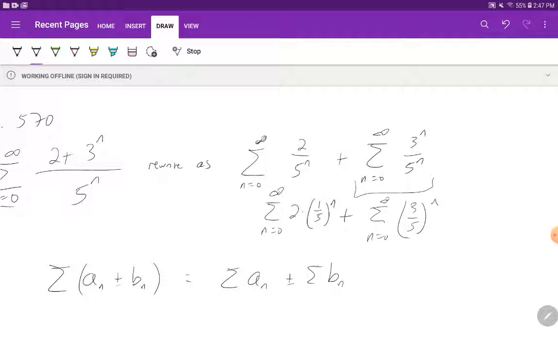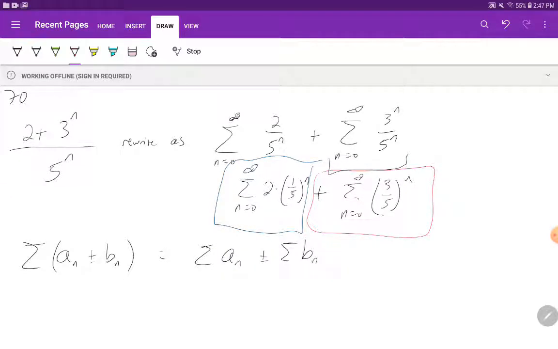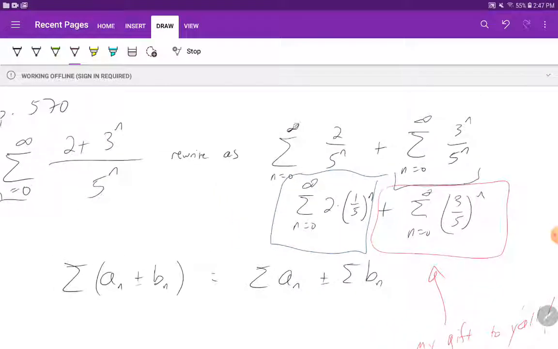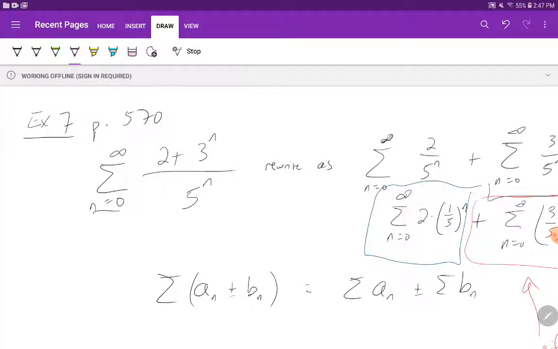So what does this mean? This means there are 2 problems for you to do. It's like a 2-in-1. You're going to prove the convergence of the blue and tell me what it sums up to, add it to the convergence of red and tell me what it sums up to. I'll leave that to you guys to do. This is my gift to you guys, so you can enjoy that. It's also in the book, on page 570, so if you want to check your work, it's all there too.